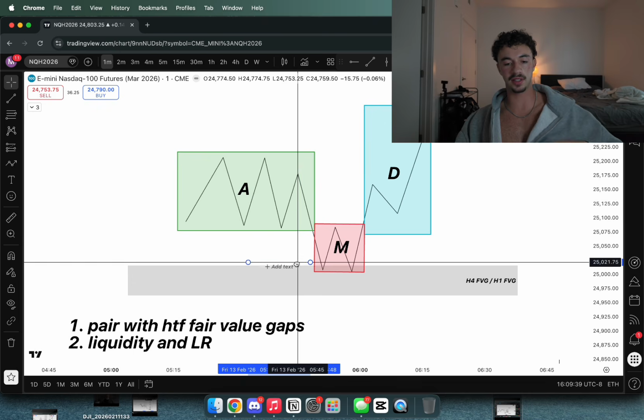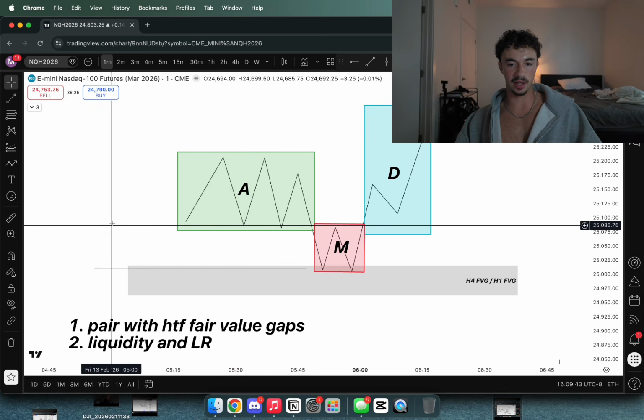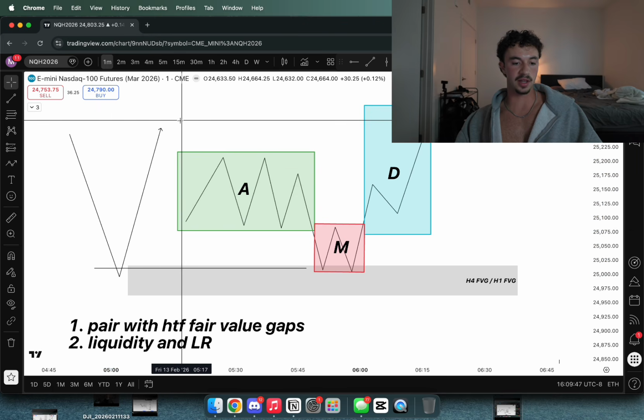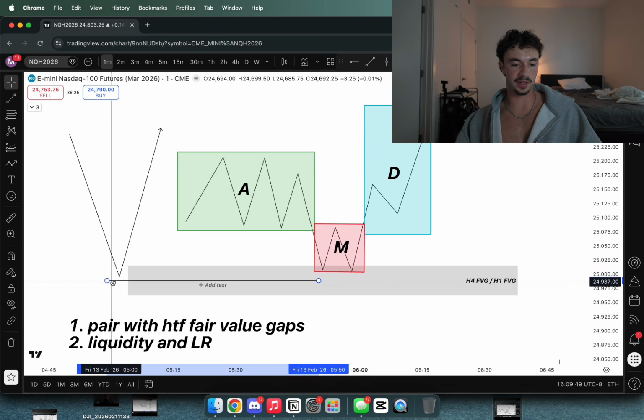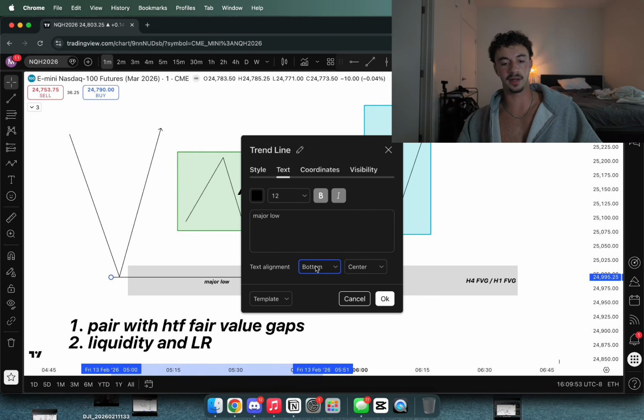And then you also want to see some form of a major low on the left. Let's say price went down, formed a major low and then went higher. You want to see this low right here get taken out. And this is just a major low of price.